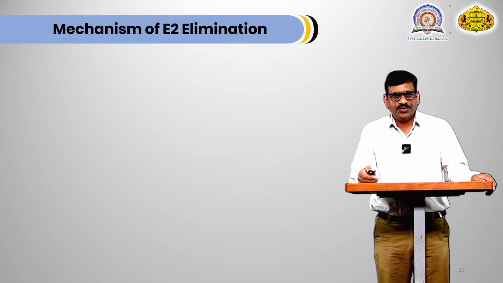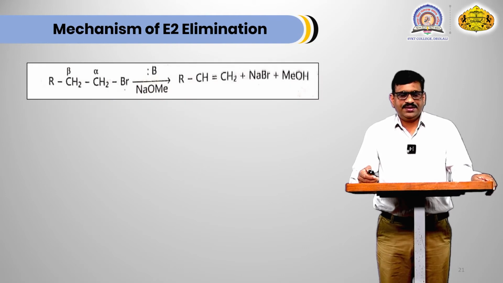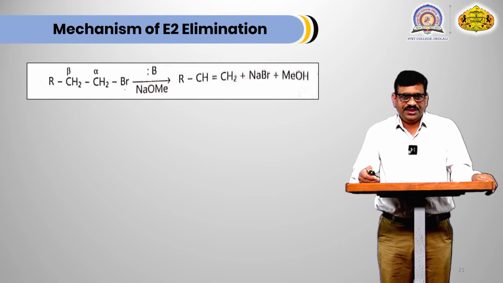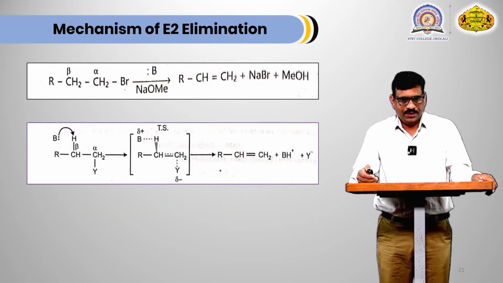Now we are going to see the mechanism of E2 elimination in detail. This is the first example of E2 elimination. Alkyl halide is the starting compound, and a base such as sodium methoxide or sodium ethoxide can be used. This type of base is used for this reaction, and alkene is the product which is obtained.